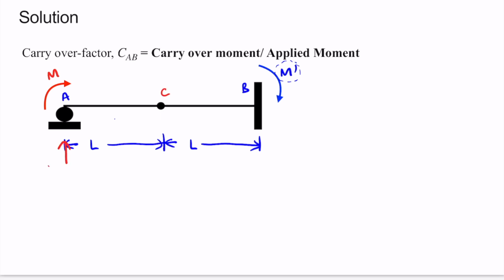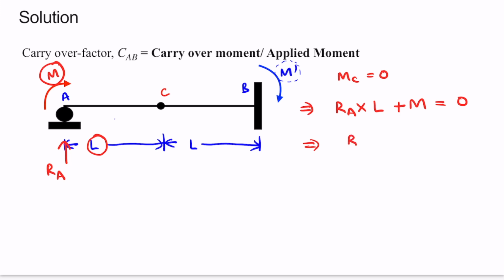Let us call the reaction at A as RA. So we know that at C there is an internal hinge, so moment at C is 0. From that we can calculate the value of RA as RA into this length L plus this moment M equal to 0. From here we can get the value of RA as minus M by L. So we have now got the value of this RA, which is minus M by L, so I'm drawing it downwards.